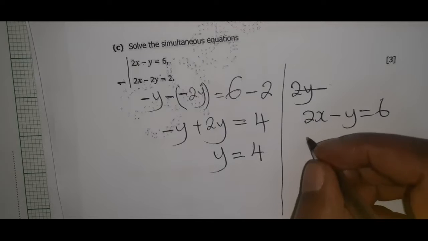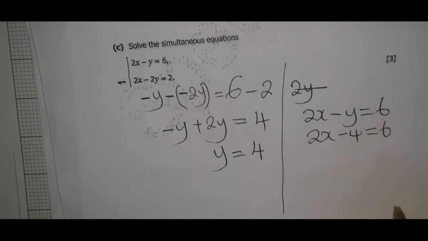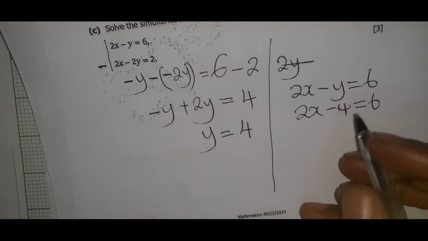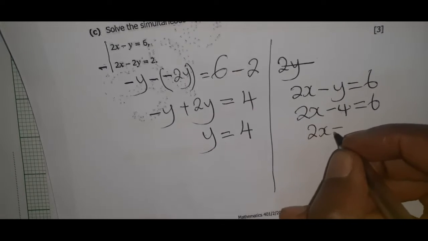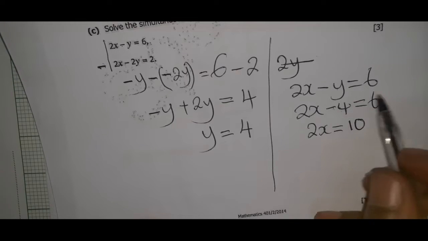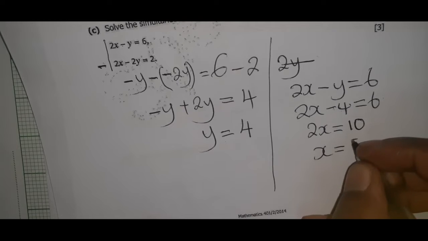Then, if our y is equal to 4, it means here we need to put 4 here. Are we together? We put 4 here, where there's y. Then we're going to have 2x is equal to 10. I hope you know where our 10 is. When this one goes to the other side, you're going to have 10. Then x is going to be equal to 5.